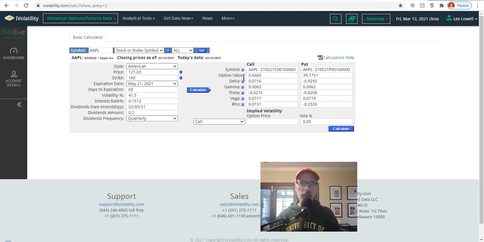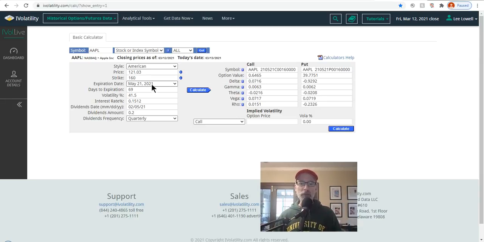41.5. Okay, so here now the Apple call option is worth about 64 cents. That's what we were going to pay for it. Now, the amount of time left until expiration is a huge deal. It'll tell you how the option price is going to move over time.